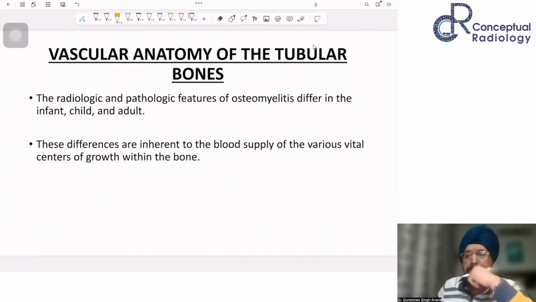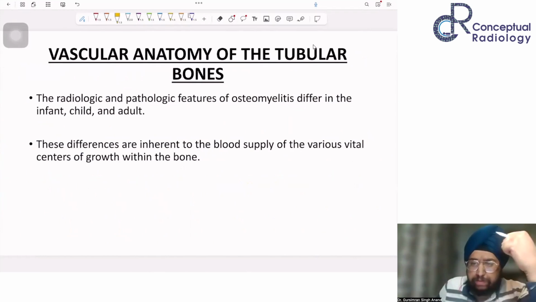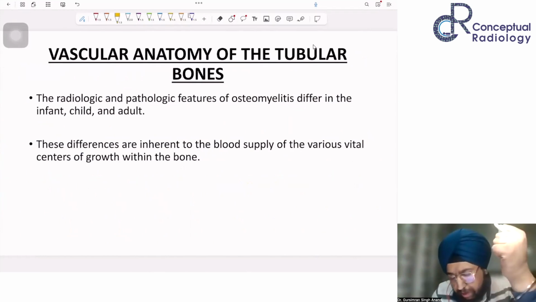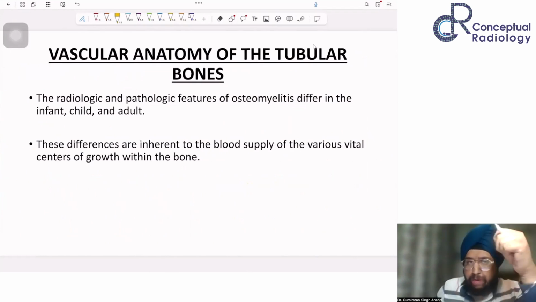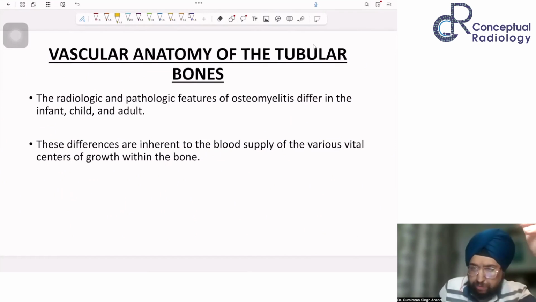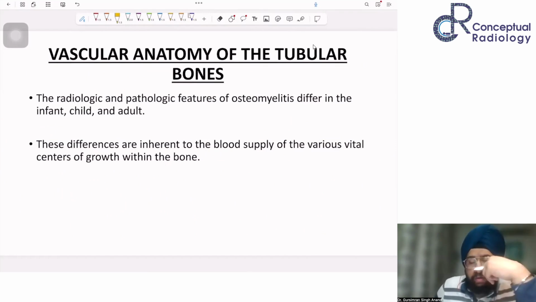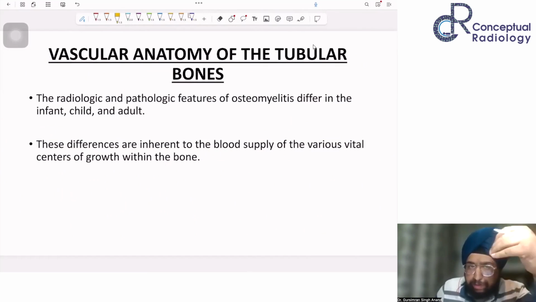Now, before we start with the radiological features of the osteomyelitis, we should be very clear about the vascular anatomy of the tubular bones in different age groups, because the spread and the pathological features will vary according to the differential blood supply in different age groups.